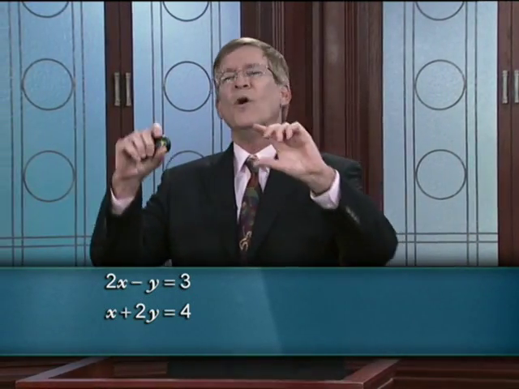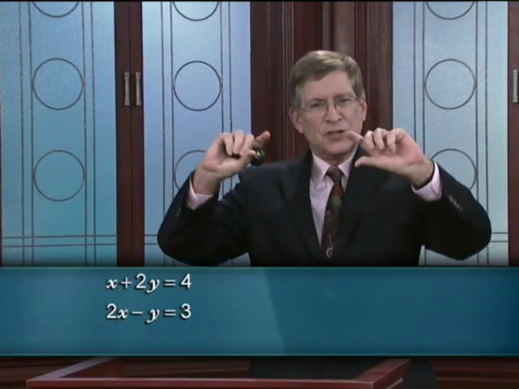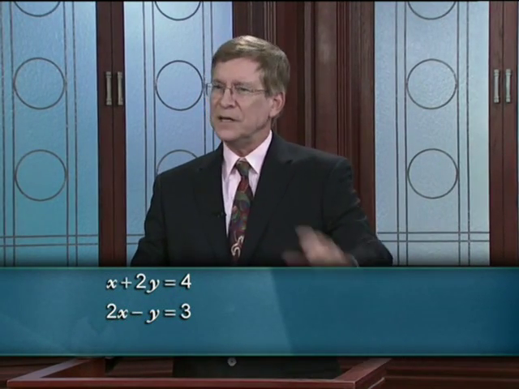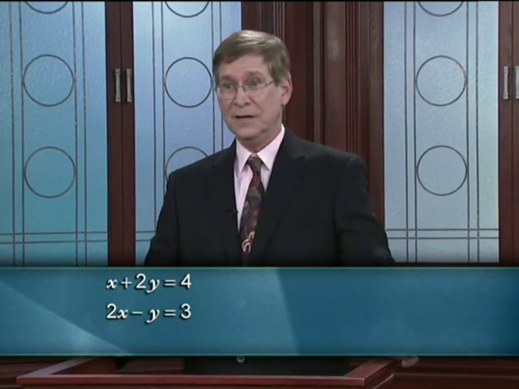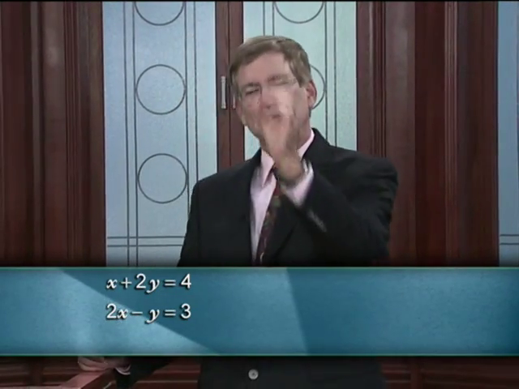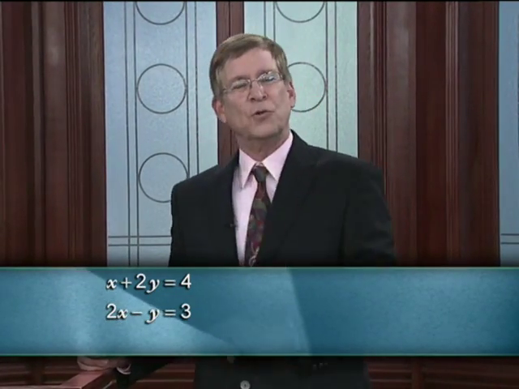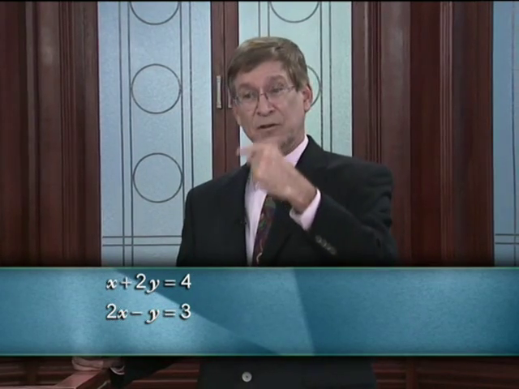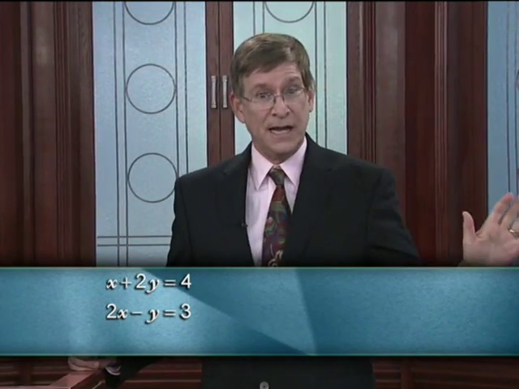And one way to avoid fractions in this problem is to flip the two equations before you start working. So let's write them in reverse order. x plus 2y equals 4 becomes the first equation, and 2x minus y equals 3 becomes the second equation. And now it's easier to eliminate below that x. Multiply the first equation by minus 2, add it to the second equation, goodbye x.